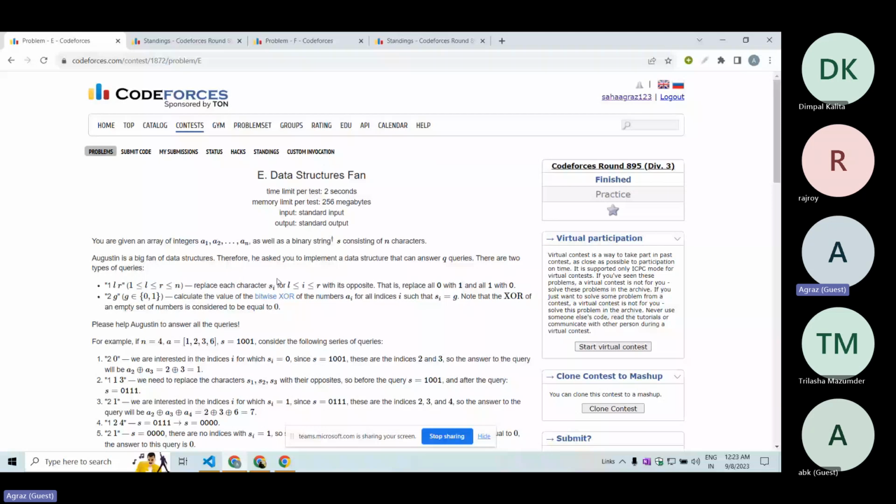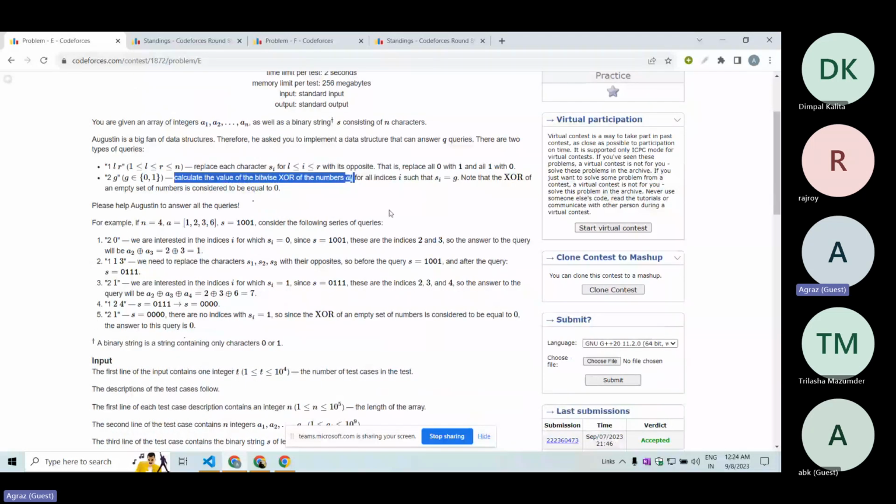So what we have to do is flip the binary digits of that subarray. If it is 1, we have to convert it to 0. If it is 0, we convert it to 1. And the next query is of type 2, where we have to calculate the bitwise XOR of the numbers that are currently 0, and similarly for the 1.